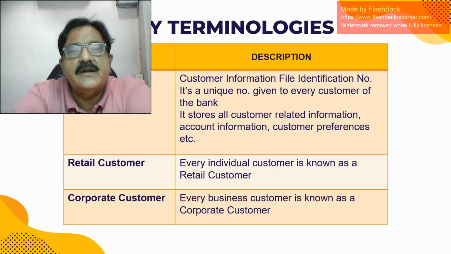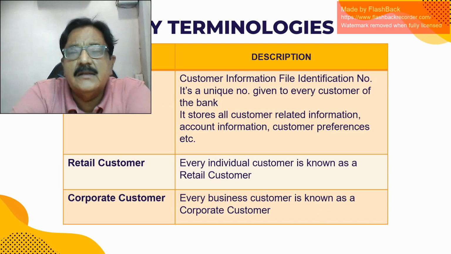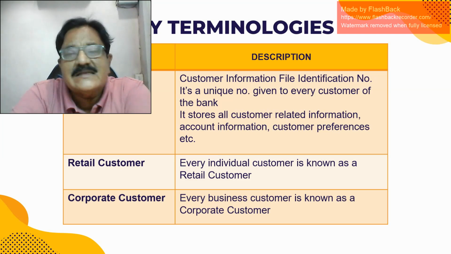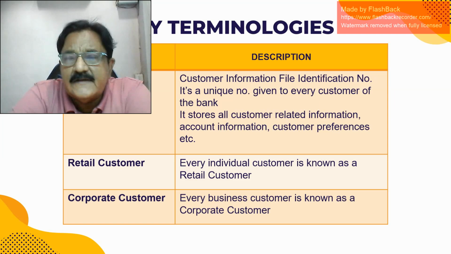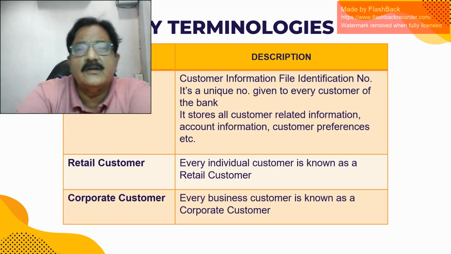Then CIF ID, you have to enter the CIF ID description: customer information file identified by a unique number given to every customer. There should be only one CIF ID in the bank for each entity or individual. There cannot be more than one CIF ID. The dedupe check is done. Retail customers, every individual customer, are known as retail customers. Individuals like proprietorship, savings account, current account, OPC, one person company, these are individual accounts, right? Corporate can be doing any business: partnership, LLP, company accounts, private limited, publicly limited. So all these things are there.